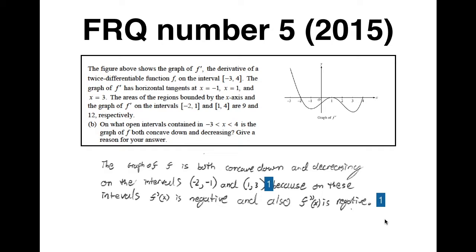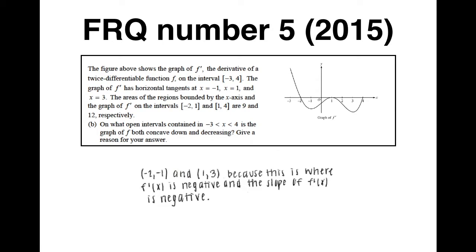And your sentences need to use some calculus concept. So here, f prime, f double prime. The second student said the intervals are -2 to -1 and 1 to 3, because this is where f prime of x is negative and the slope of f prime of x is negative. Again, the intervals are correct, that's 1 point, and the reason given is correct, 1 point.